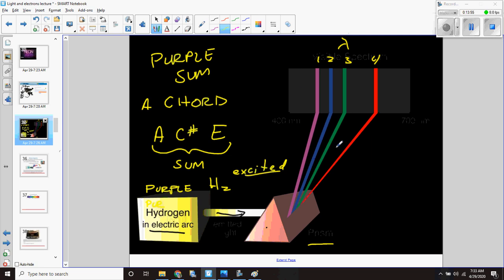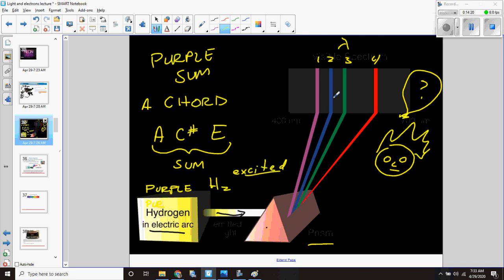And this basically blew people's minds. Right? If this is the person's mind, there's their nose, like literally there's fire coming out of it, because it blew people's minds that an element like hydrogen would give off these 4 individual colors. So this is basically like insert thought bubble question mark. Why is this occurring? Why does this occur? And for a long time people could not explain why this occurs.